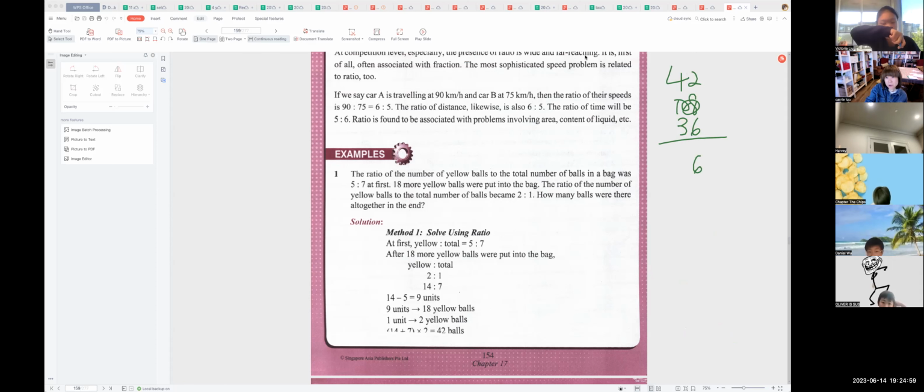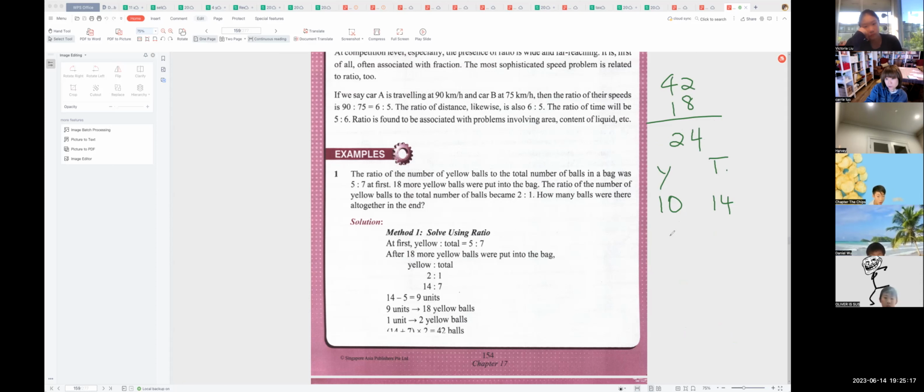But 42 minus 18. Oh, sorry. Yeah, so it's 24. So one of them is 14 and the other one is 10. At the very beginning, it's 10 to 14. So this is yellow, this is total. And later, yellow has added 18, so it's going to be 28. And the total added 18 will be 32. Right? I'm not wrong, right?